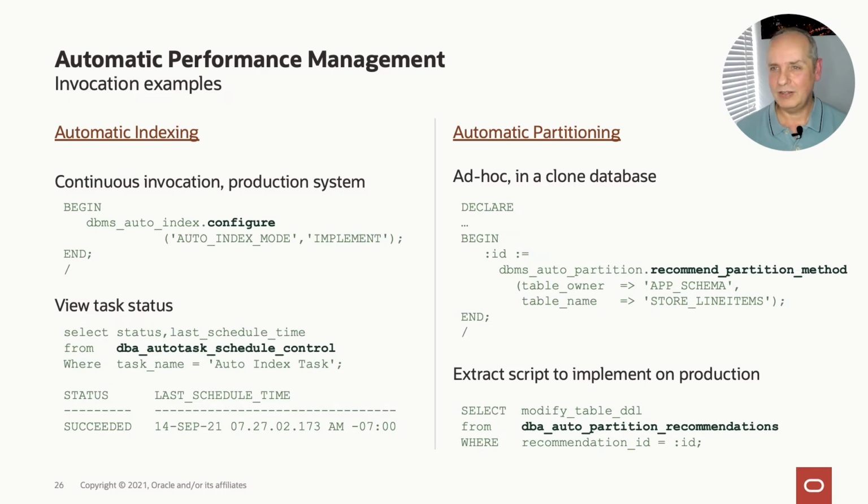So for auto indexing, setting implement means that you've got this continuous invocation. It runs in the background and continuously will check to see whether index changes are deemed beneficial. If you really want, you can look at the task status. So you can go in and have a look when the task has run, for example.